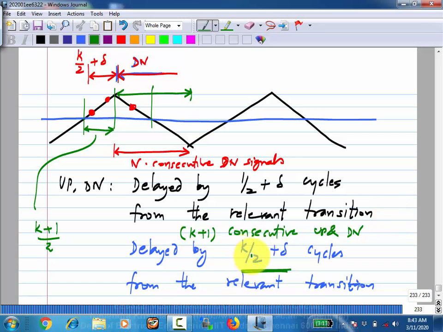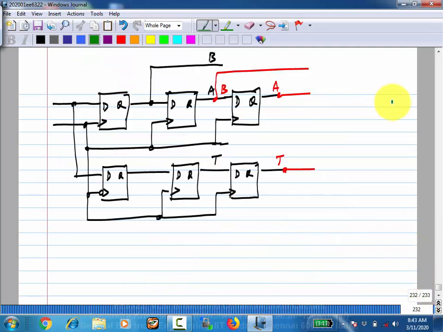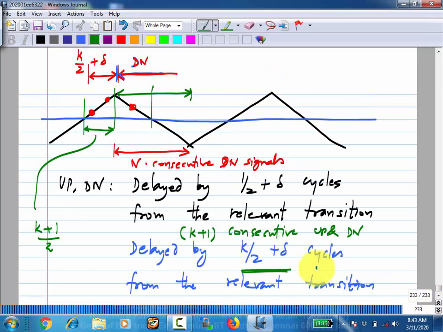So when K was 1, that is you are getting half plus delta, you are getting 2 consecutive ups and downs. In this particular case, the way I have shown it, K is 3, so you will get 4 consecutive ups and downs. So the more delay you have in the loop, the more you have of this bang bang jitter. This is specific to the bang bang jitter.